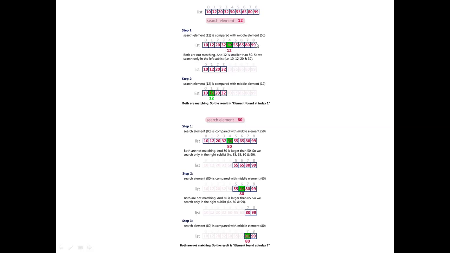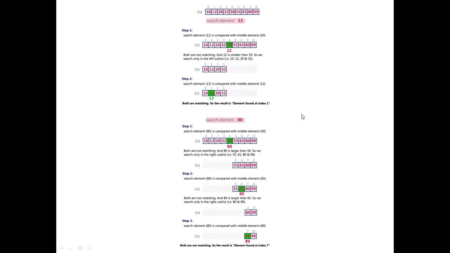So the problem has reduced from this range to this smaller range. You have to search for this 12 only in front of this 50. Initially it had 9 values. Now we have only 4 values: 10, 12, 20, 32. You have to search for 12 here. Now 0 plus 3, 3 by 2, 1.5, you take it as 1, lower division. So the middle index is 1. At the first index, you have 12. So now 12 is found at the first index.